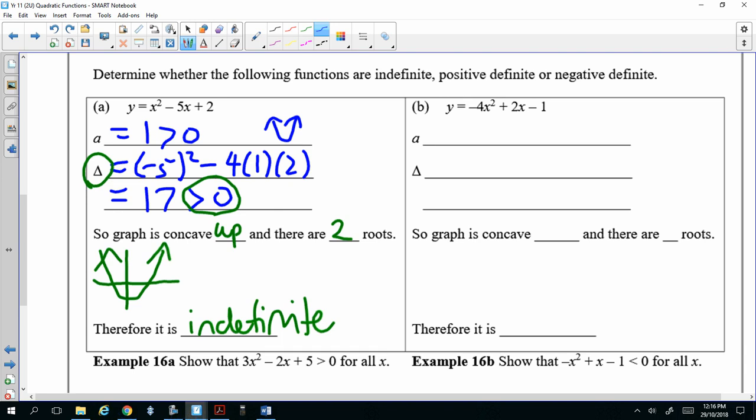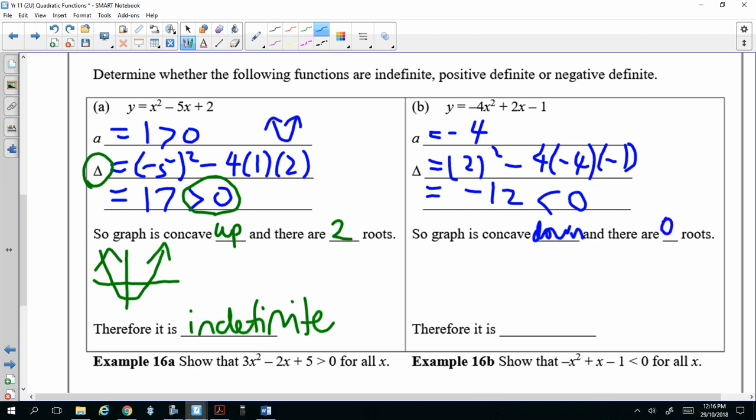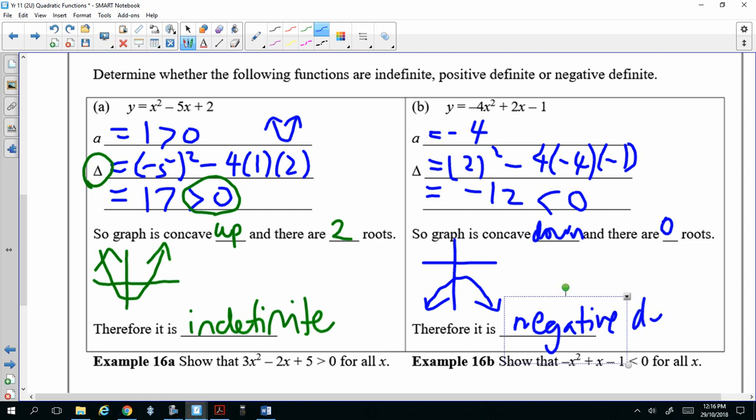Okay, I'm going to ask Christina, what's A equal to? What's the discriminant equal to? Okay, very nice, good. So the graph is concave down, very good. And how many roots? Less than 0, so no roots, 0 roots. So we see it's concave down, doesn't cross the x-axis. What can we conclude? This is negative definite. Very good. Right, all done. So that's one type of question you could get in the test.